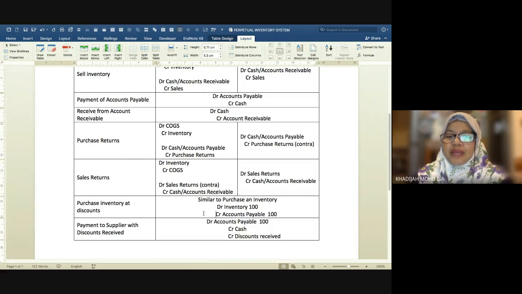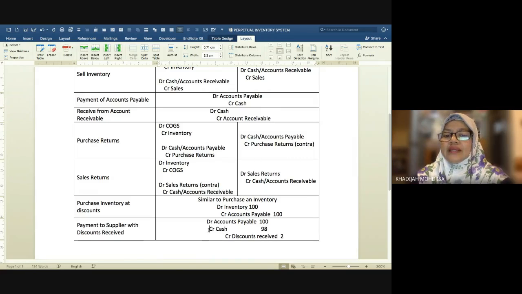But when you pay within 10 days, in this case with discount, you are still going to debit, because here you credit your accounts payable 100. So you must debit your accounts payable 100. But how much cash do you actually pay? Because you pay within the discount period, 98. So how much is the discount that you receive?